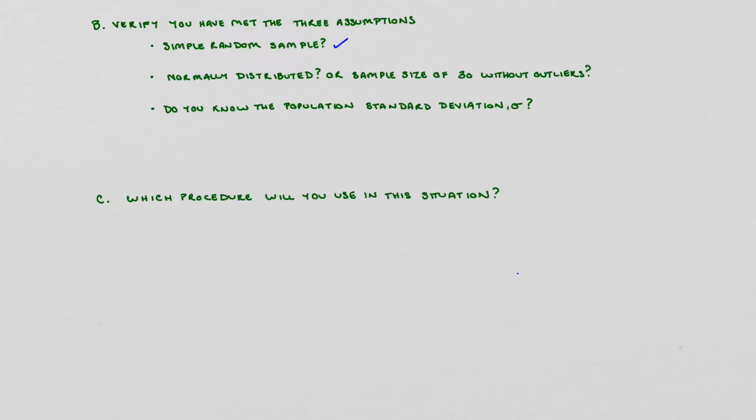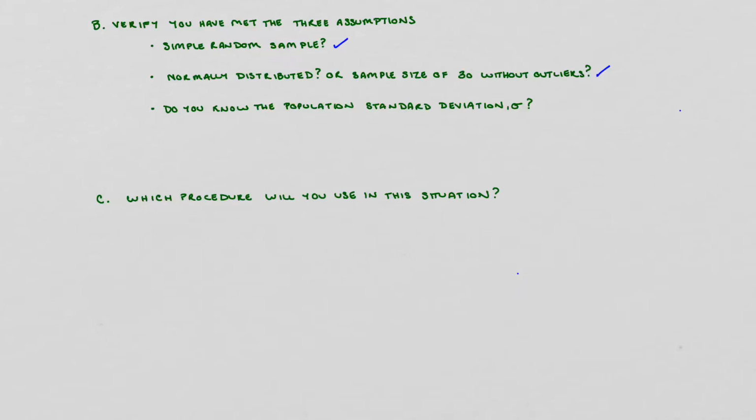Next, we want to note, is this normally distributed, or is the sample size 30 without outliers? Well, clearly we're not working with a sample size of 30 here, so again, we are going to ask ourselves, is this coming from a normal distribution? And again, in this situation, the researchers did not disclose whether this is coming from a normal distribution. So again, for the sake of us being able to move forward, I'm going to assume that it was normally distributed.